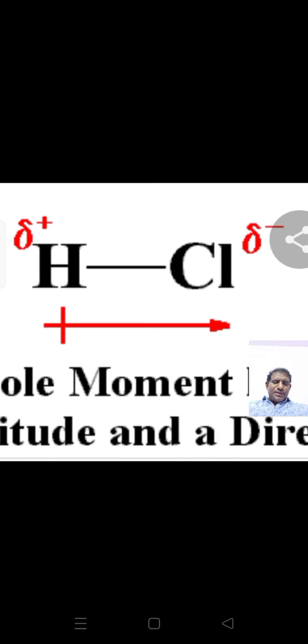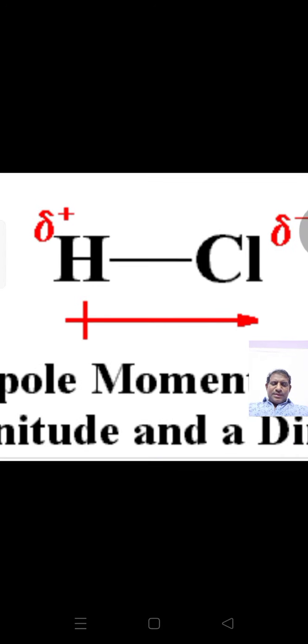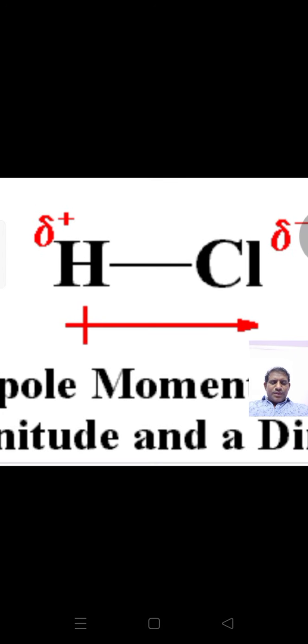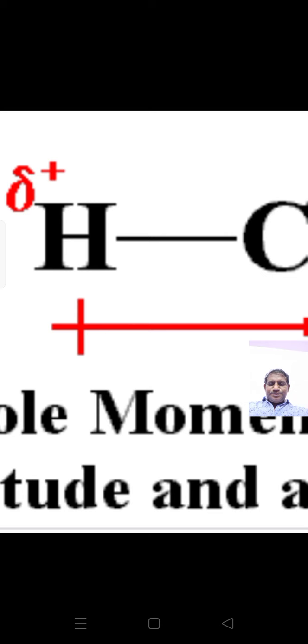First of all, we learn about covalent bond. Covalent bond means equal share of electrons between two atoms. This type of bond is called covalent bond. Covalent bond is mainly divided into two types. First one is non-polar covalent bond and second one is polar covalent bond.